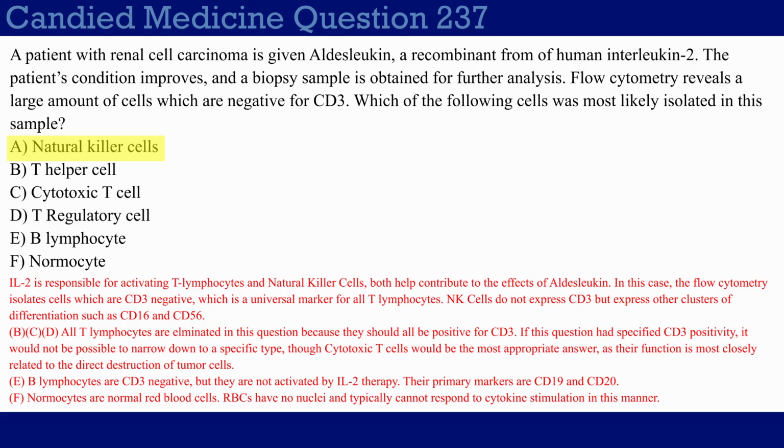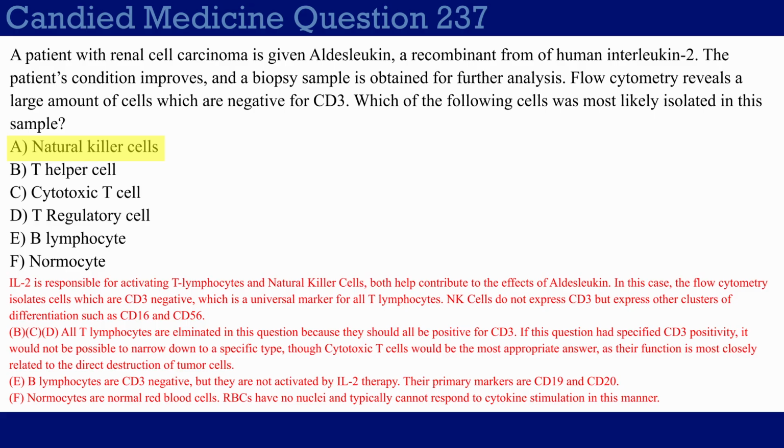So let's look at the wrong answer choices here. Choices B, C, and D are all T cells, so you can eliminate them all, like I said, because they should be CD3 positive, not negative. Now, if this question had said CD3 positive, you wouldn't really have been able to narrow it down to any specific answer choice here, technically. Although, if I forced you to choose, you'd probably pick cytotoxic T cell, if only because we're talking about a cancer here, and cytotoxic T cell probably has the most relevant function in fighting off cancer cells, but it wouldn't be a very good question.